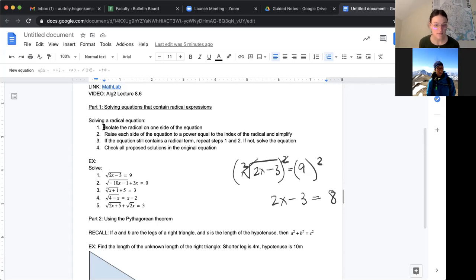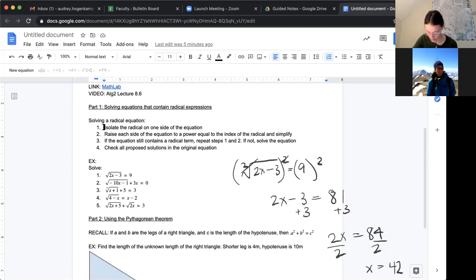Check to see if the equation still contains a radical term. It does not, so solve the equation. So we're going to add 3. So 2x is equal to 84, divided by 2, x is equal to 42. And then last but not least, we have to check it.